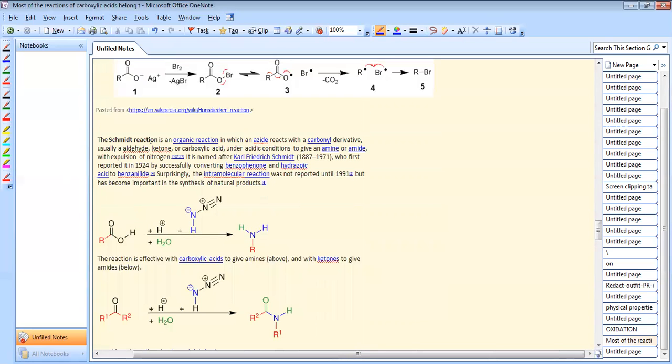Coming to the Schmidt reaction, our starting material is carboxylic acid. When this carboxylic acid is treated with hydrazoic acid, that is N3H, which we have already studied, then the removal of a water molecule takes place. This H and this OH will be removed, and thereby we get this product.